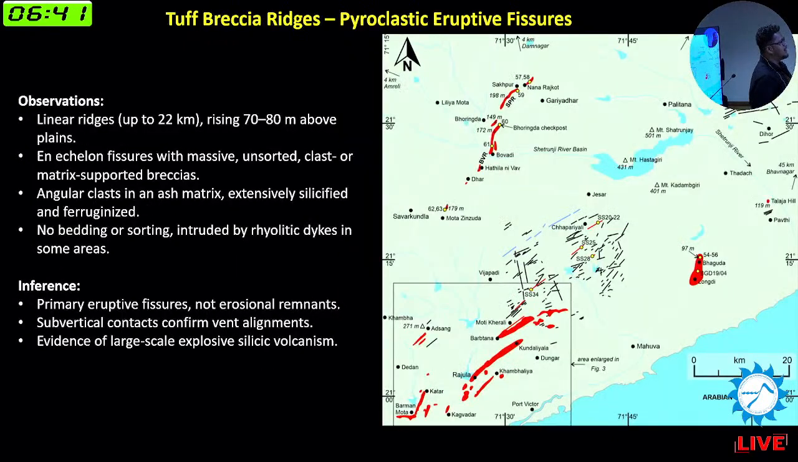We also get, in the northern part of the study area over here, these massive tuff breccia ridges. These extend to more than 20-25 kilometers in length with their minimum preserved thickness, and these are walls of rock which rise 70 to 80 meters above the surrounding plains. These have subvertical contacts with the surrounding basalts, indicating that these are some sort of fissures, present in an en echelon geometry, indicating that these were probably fissures for the pyroclastic volcanic activity that is preserved within this particular study area.